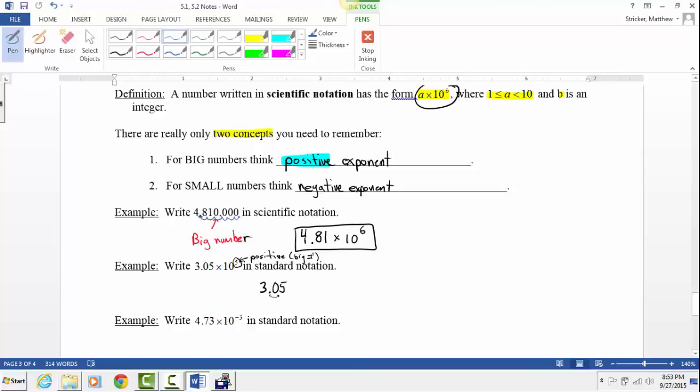So it's going to be 1, 2, 3, 4, 5. And I move it 5 places because it's a positive exponent. And I want to make it a big number, which means I need to add in 1, 2, 3 zeros. And so this number is actually, let me rewrite it cleaner, this is 305,000.